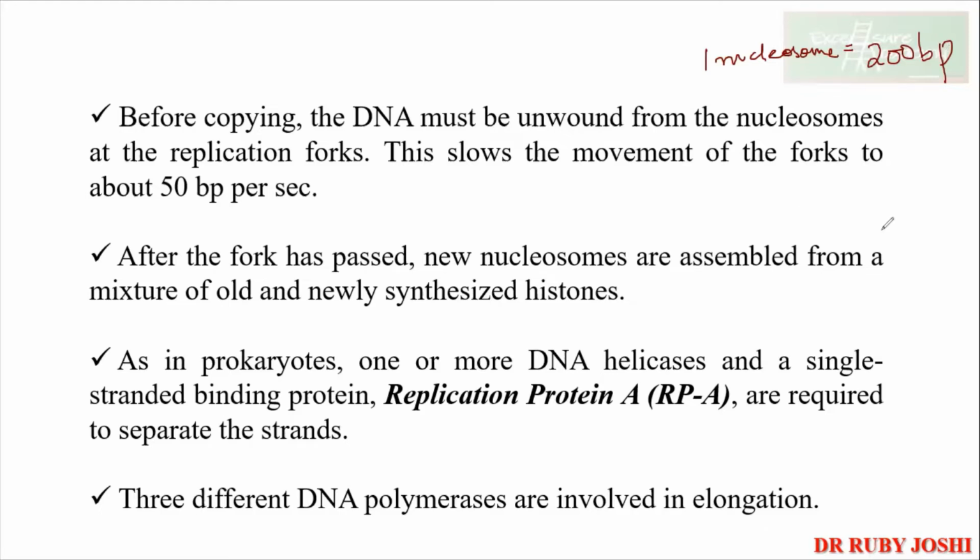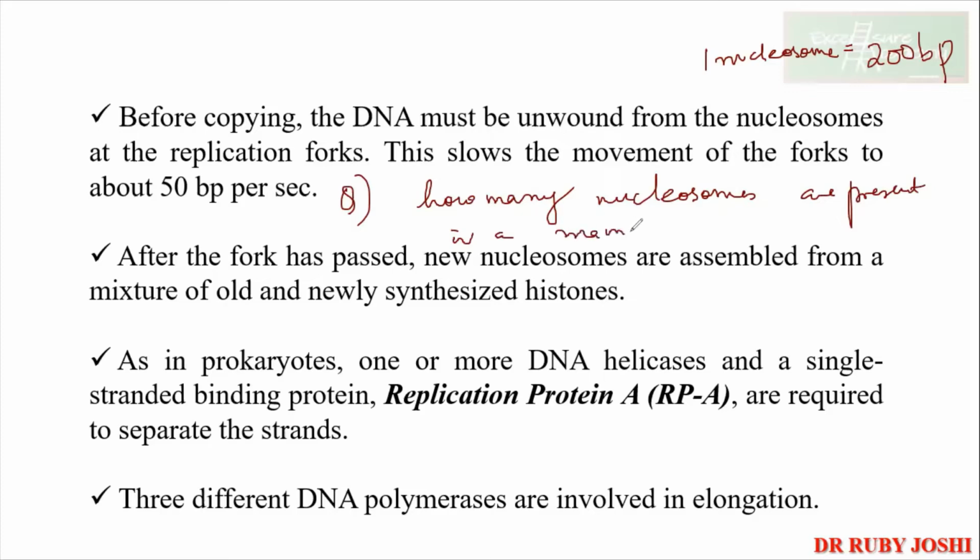So your question is, please note down: how many nucleosomes are present in a mammalian cell? Consider one nucleosome as 200 base pairs. So what should be your second step here? How many base pairs are present in a mammalian cell? Then you should know how to calculate. This is your first question.